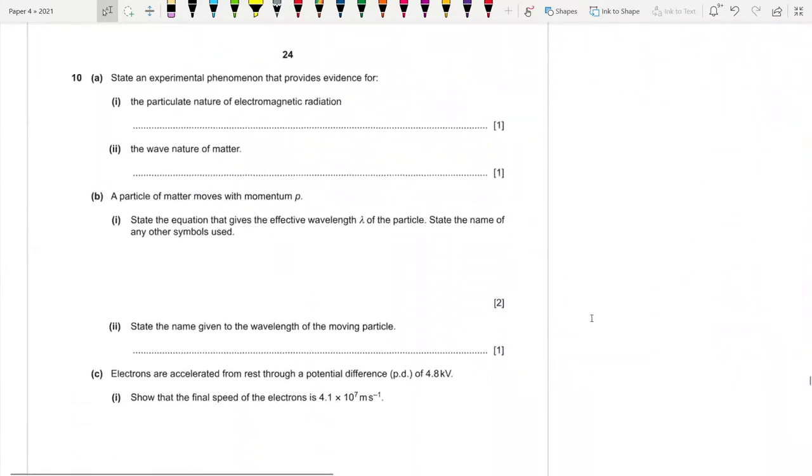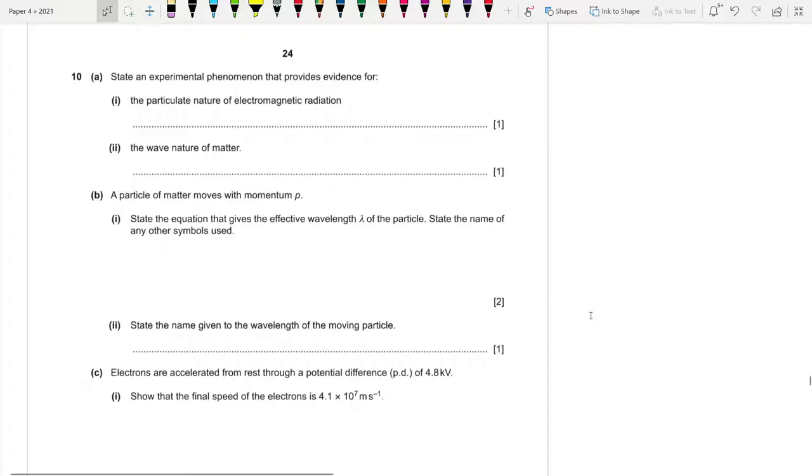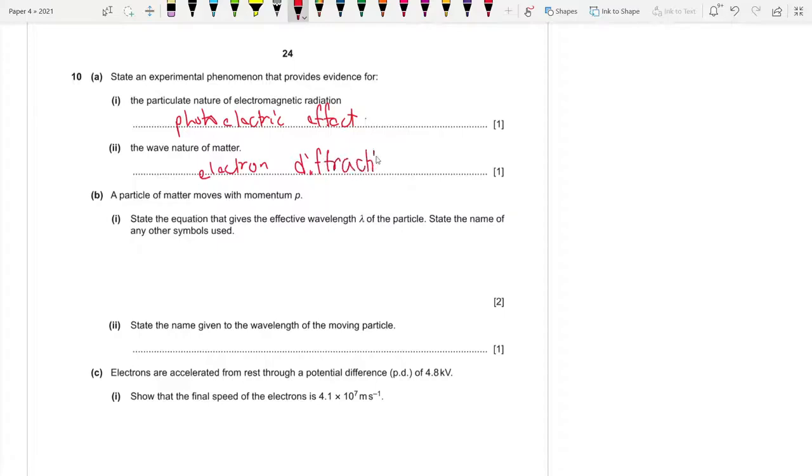Okay, moving on to 10, 11, and 12. We're almost at the end. So, an experimental phenomenon that provides evidence for the particulate nature of electromagnetic radiation. This is basically the photoelectric effect. Basically, photons, those are particles. That's the particle form of electromagnetic radiation, right? And the wave nature of matter: basically, electron diffraction. We had a question on this in February March 2022.